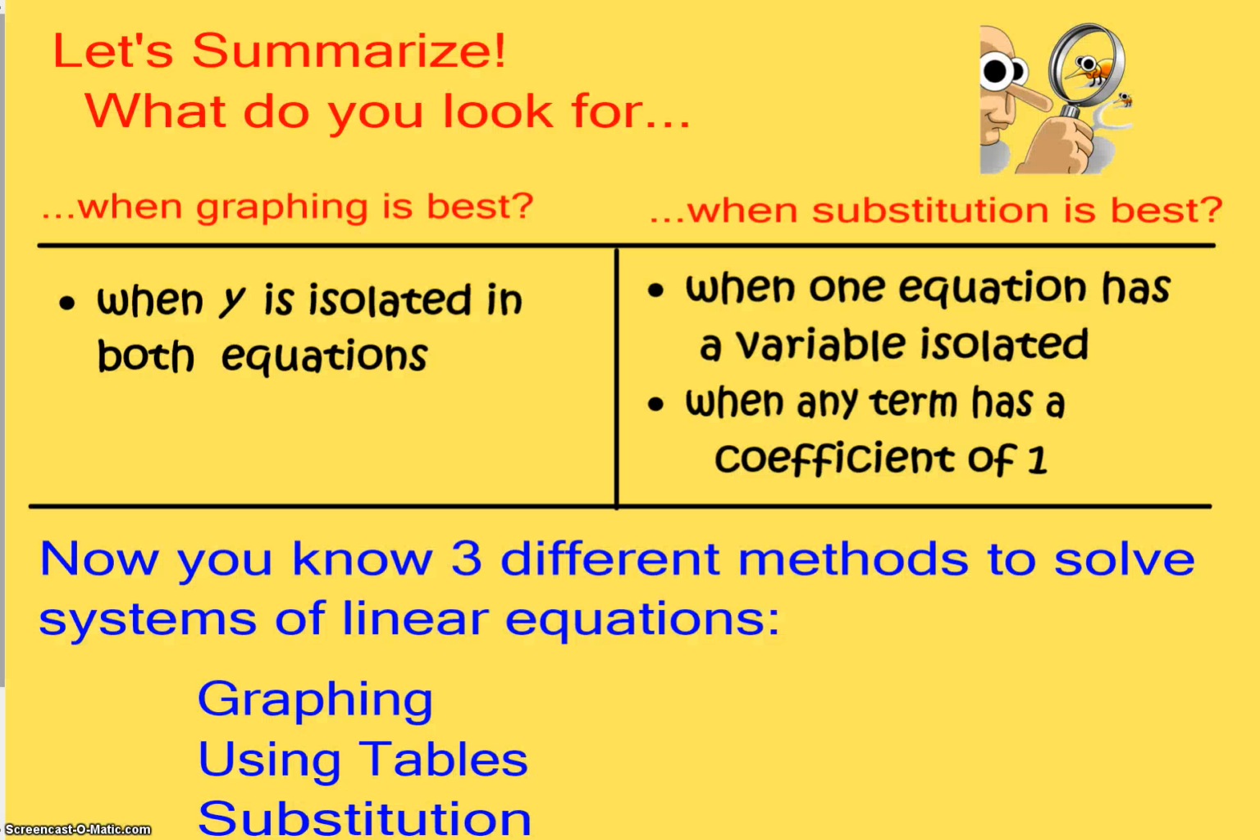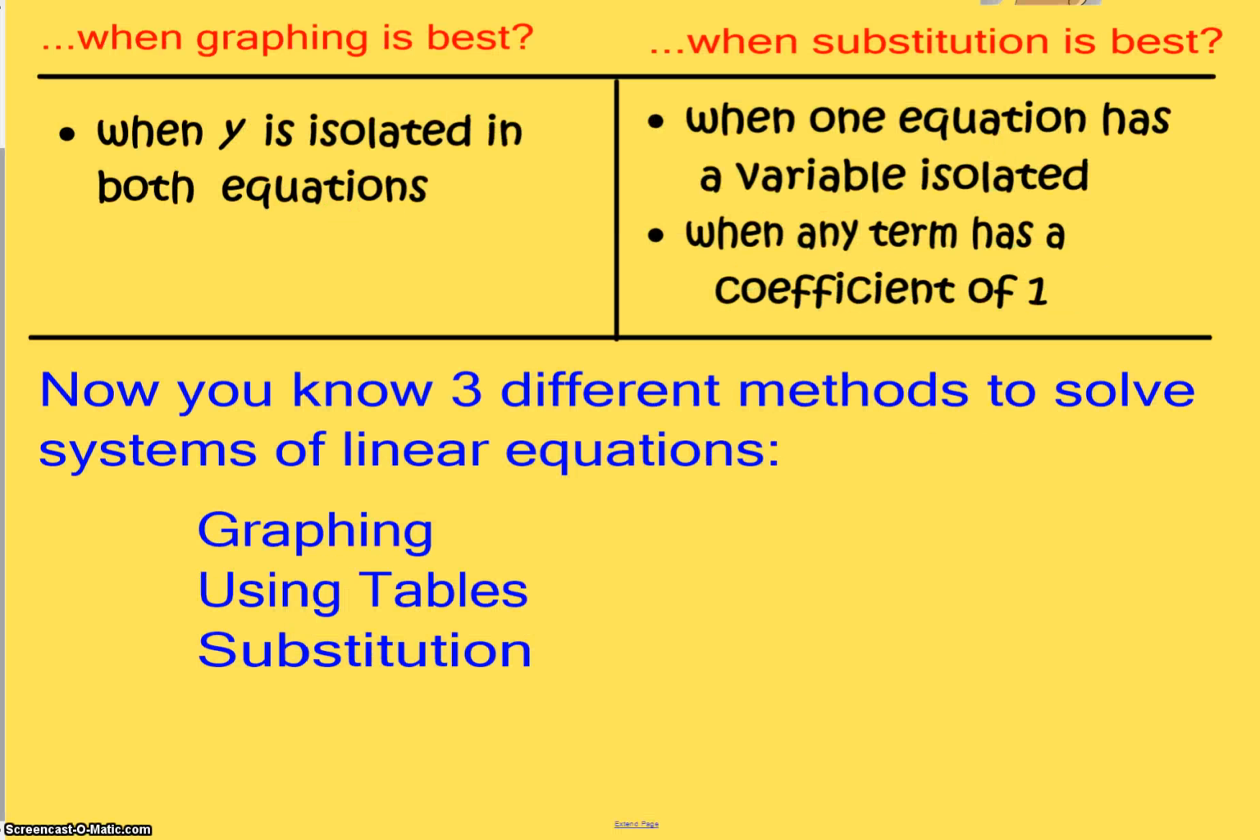So let's summarize. What do you look for when graphing is best? When y is isolated in both equations. When substitution is the best? When one equation has a variable isolated. When any term has a coefficient of 1. Now we know 3 different types of solving systems of linear equations.